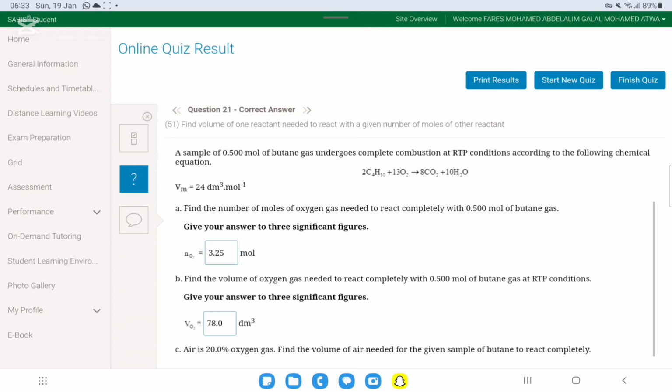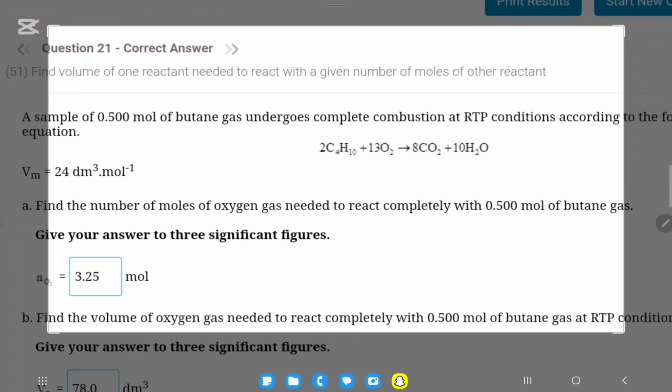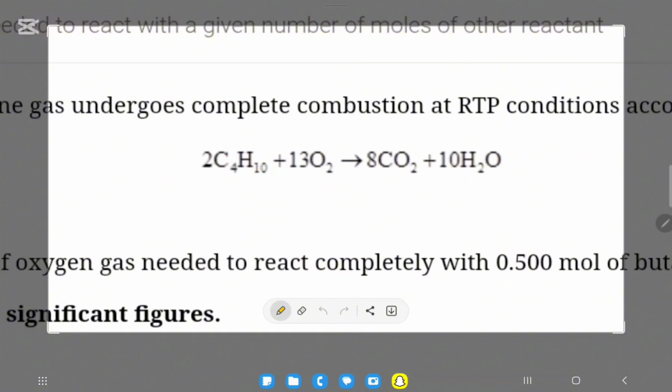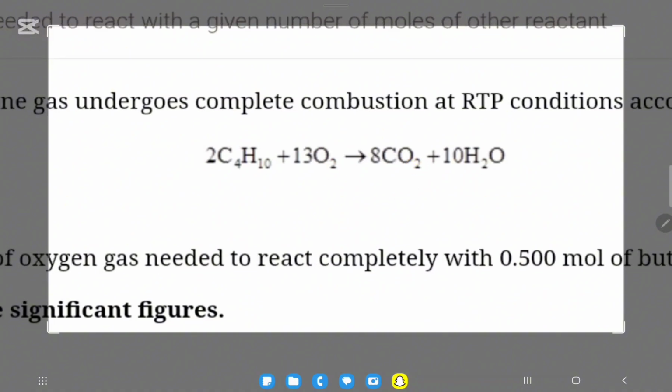A sample of 0.500 moles of butane gas undergoes complete combustion under RTP conditions, according to the following chemical equation. We check if the equation is balanced. 2 times 4 is 8 for carbon, and we have 8 for carbon, and 10 times 2, 20 for hydrogen, and 20 for hydrogen, 13 times 2, 26 for oxygen, and 16 plus 10 for oxygen, so the equation is balanced.